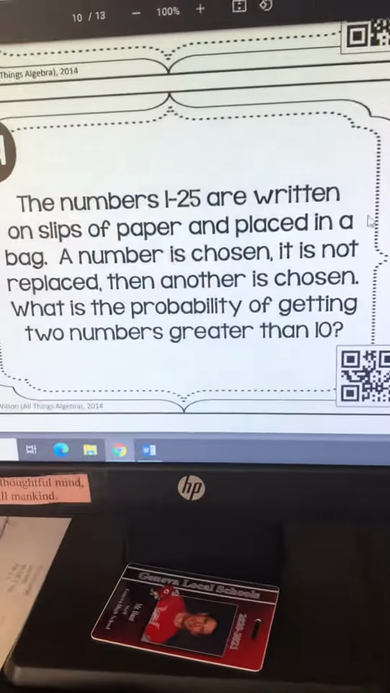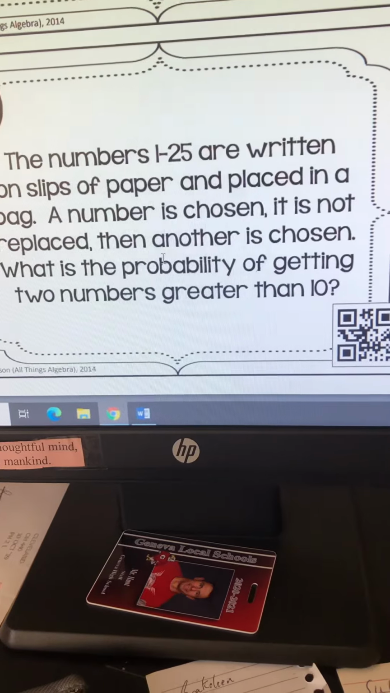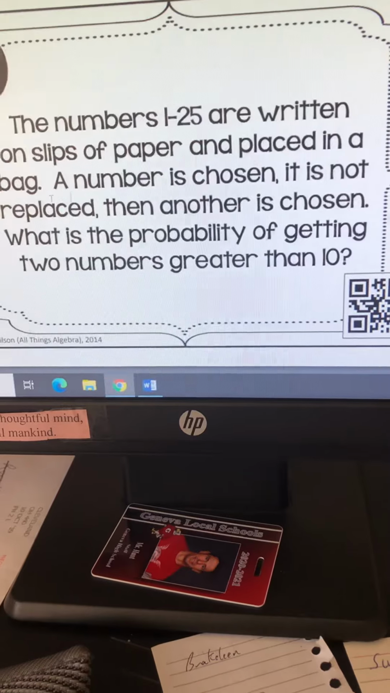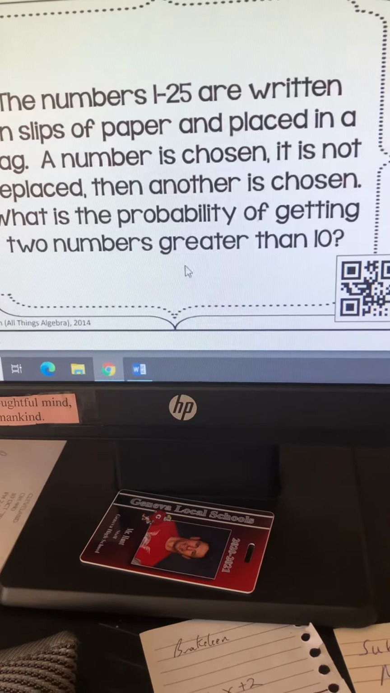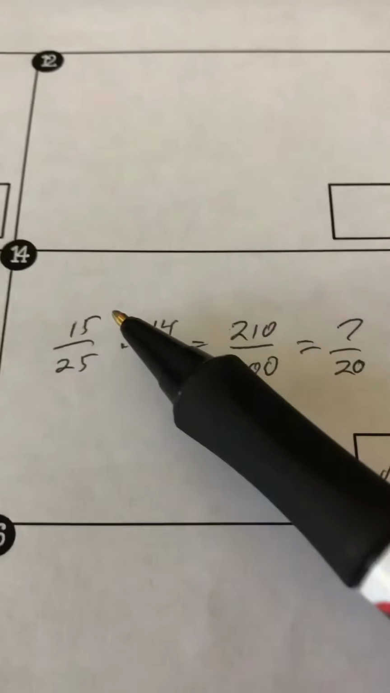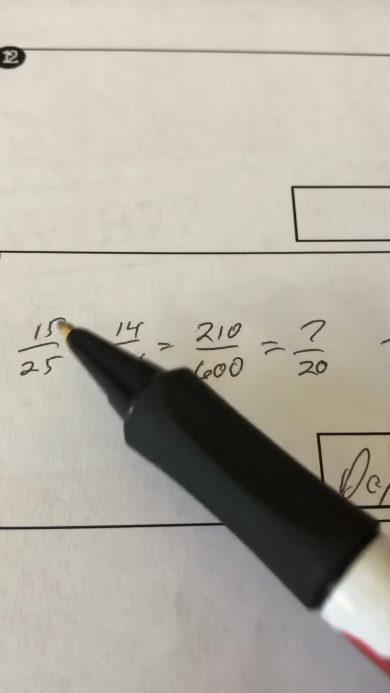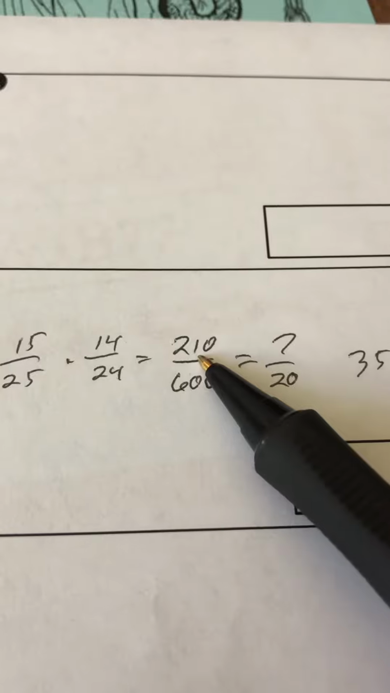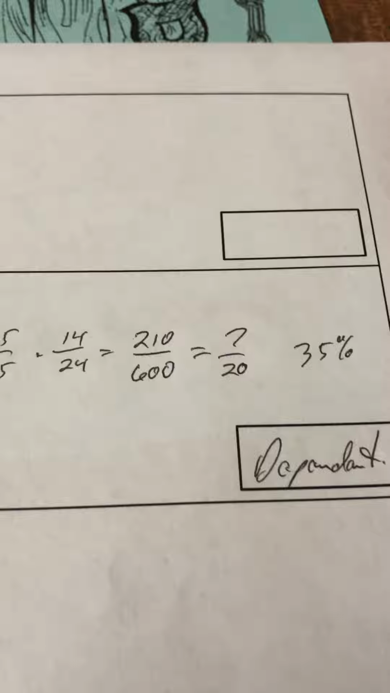Now we get to our first dependent. The numbers 1 through 25 are written on slips of paper and placed in a bag. A number is chosen, is not replaced. Then another number is chosen. So it depends on that not replacing it. So what is the probability of getting 2 numbers greater than 10? So we're going to have 15 over 25, and then 14, because you're going to pick one, and you're going to have one less for each. So 14 over 24. That would be 210 over 600, or 7 over 20, which is 35%, and that's dependent.